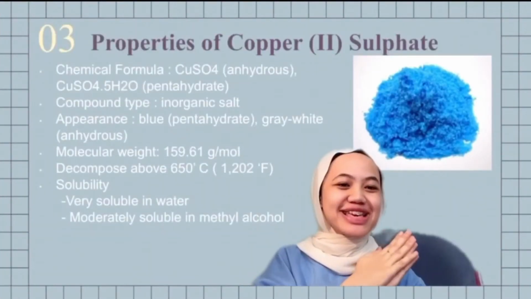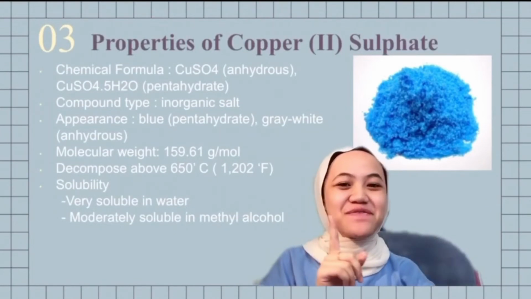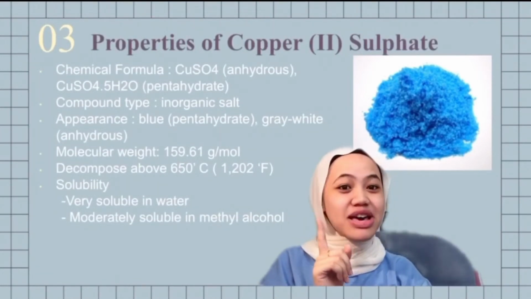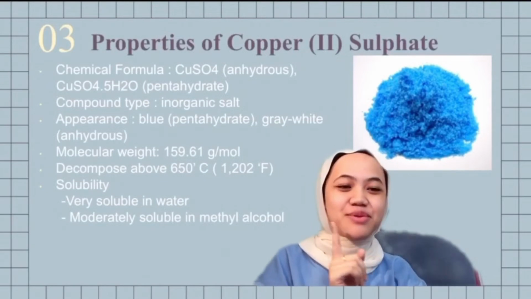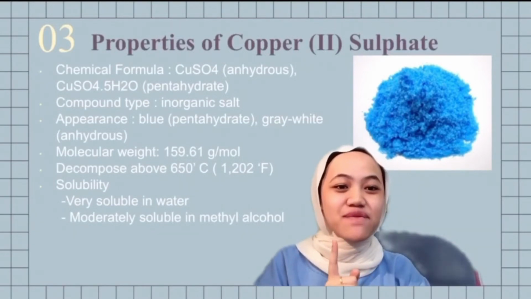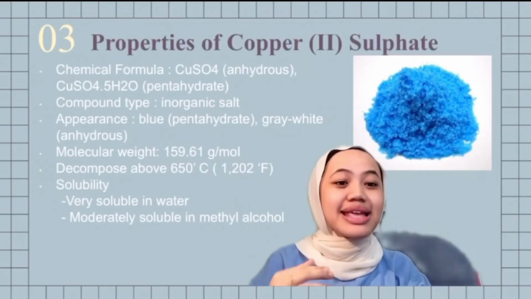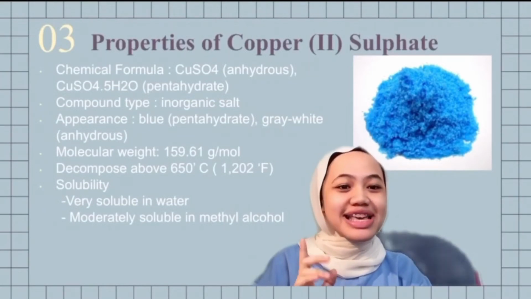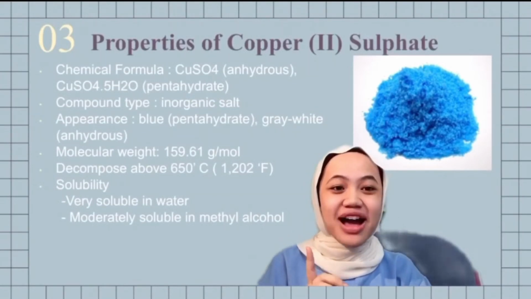Copper sulfate properties, let's get to know it. So the chemical formula of copper sulfate is CuSO4 when it's anhydrous, when it doesn't have any molecules of water. But when it does, and it has 5 molecules of water, the chemical formula is CuSO4·5H2O.